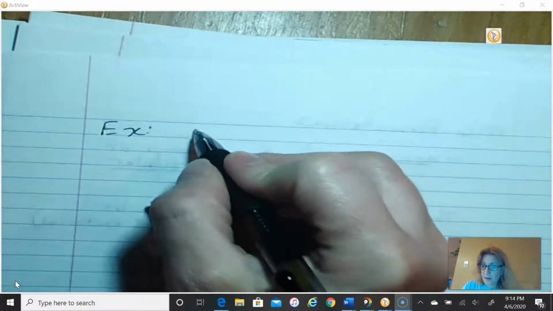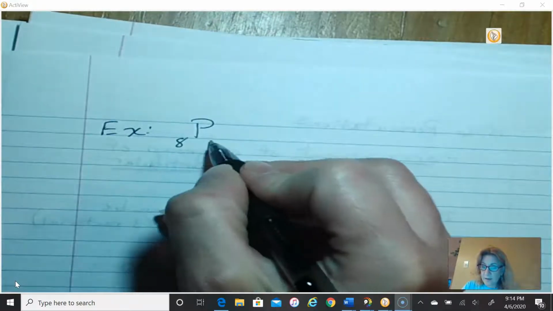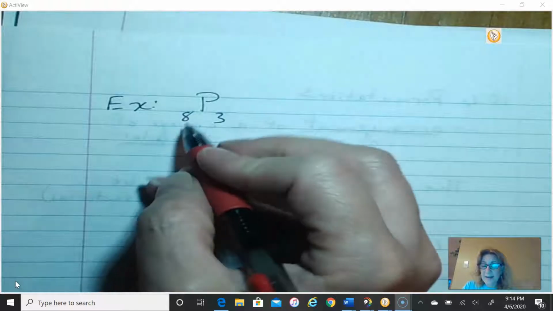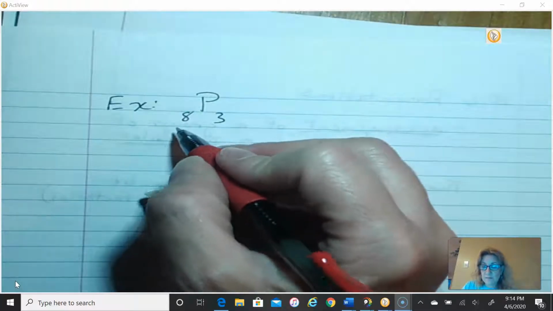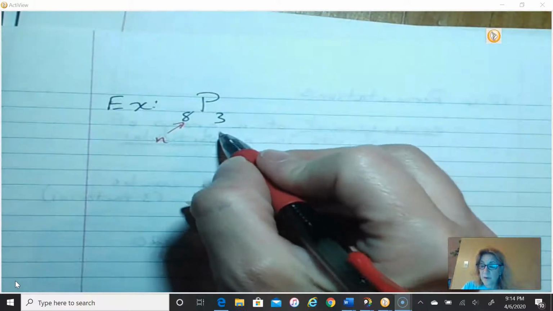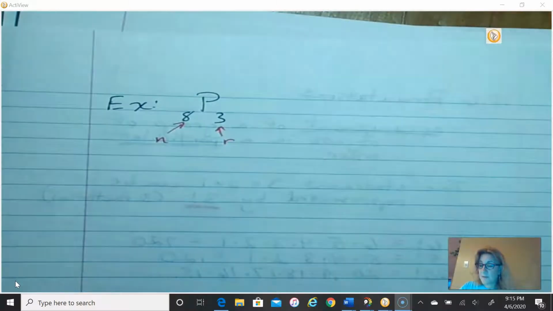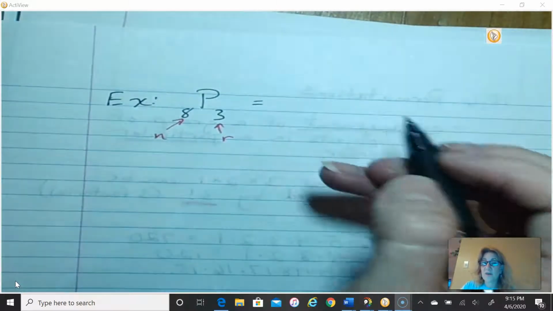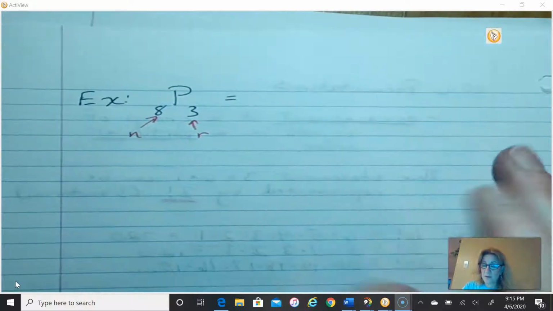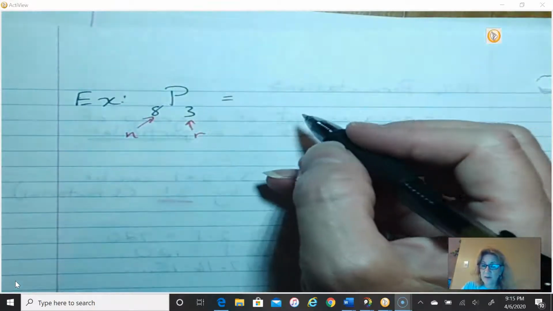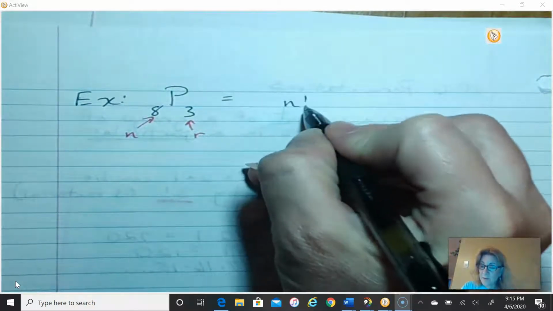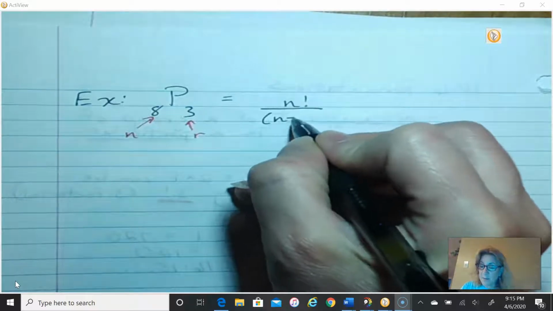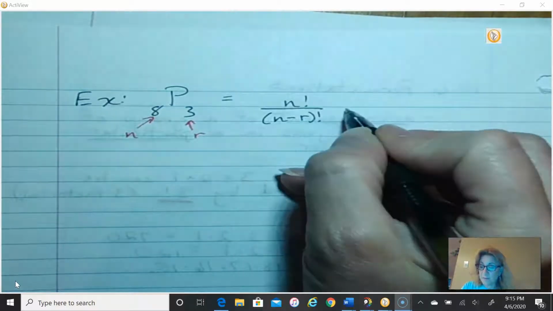All right, here's another example. Big old P, 8 and 3. Now question, I'm going to pause. Was the 8 an N or an R? N. So this one would be your R. Okay, what was the formula? Do you remember what the formula for permutations was? N factorial over n minus r factorial.